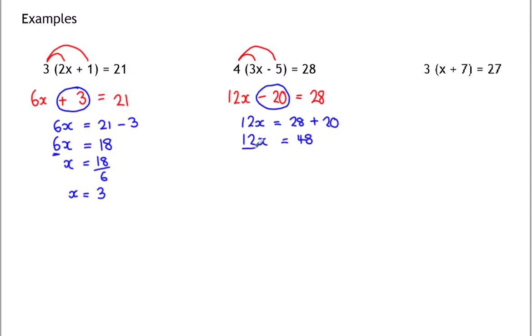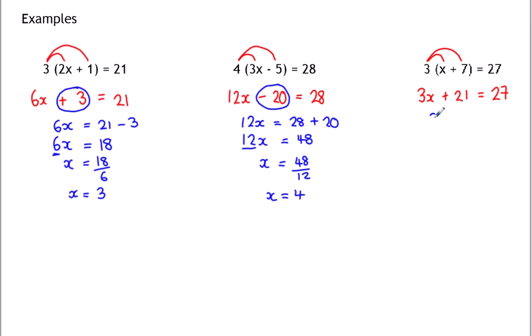To get rid of the 12, I need to divide by 12. And 48 does divide nicely by 12. It goes in exactly 4 times. 4 12s make 48. And the last one, so hopefully you could do this one on your own before I do it. 3 times x is 3x. 3 times 7 is 21. And it's a plus because we've got a plus and a plus. So that equals 27.